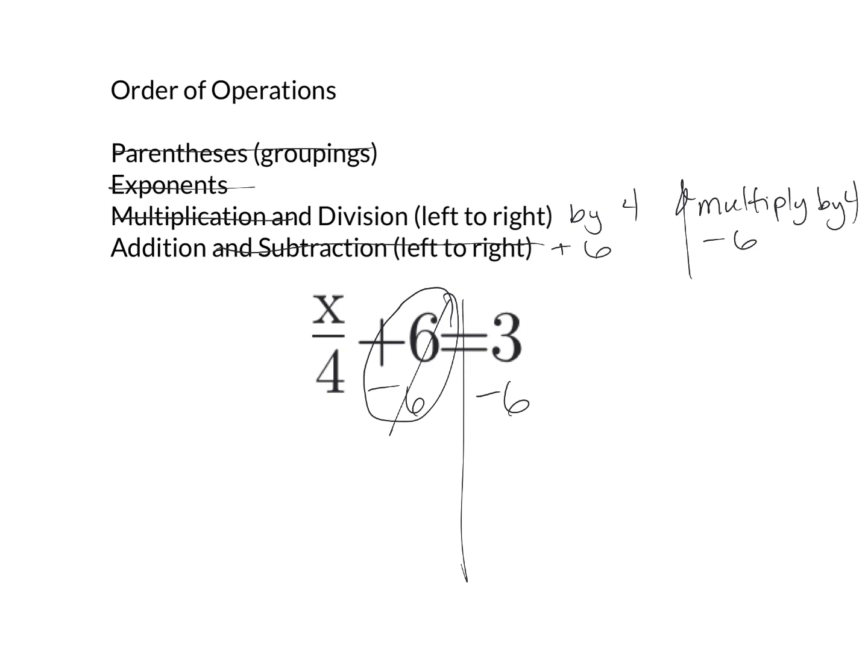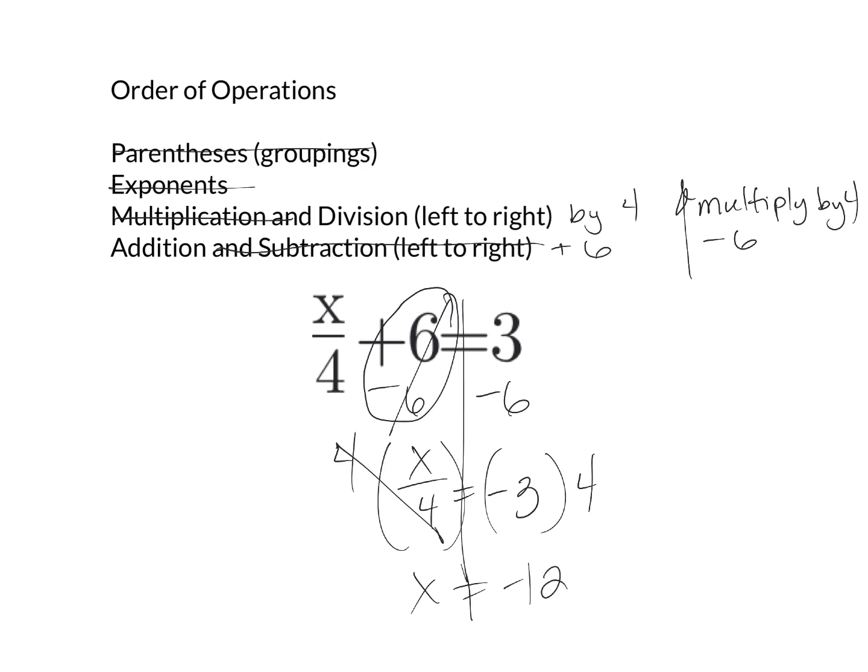This plus 6 minus 6 gives me 0. So I'm going to drop down x divided by 4. 3 minus 6 is negative 3. I can use a calculator for that. Multiply both sides by 4. So 4x divided by 4 is just 1x. Negative 3 times 4 is negative 12.